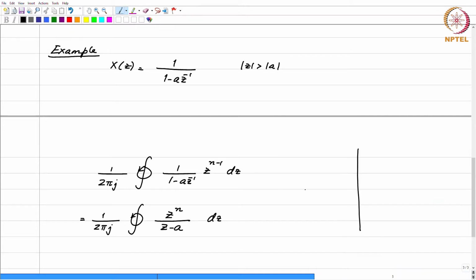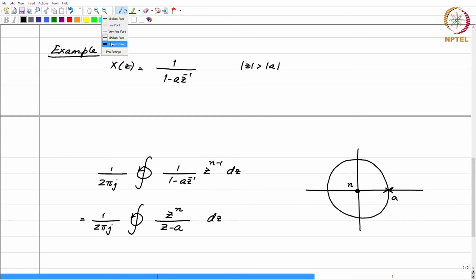And if you look at the pole-zero plot, the circle that is drawn is mod z equal to mod a, and you have a pole at z equal to a, and for simplicity I have shown the pole to be real and positive, and there is an nth order trivial 0, and the region of convergence is outside this circle.